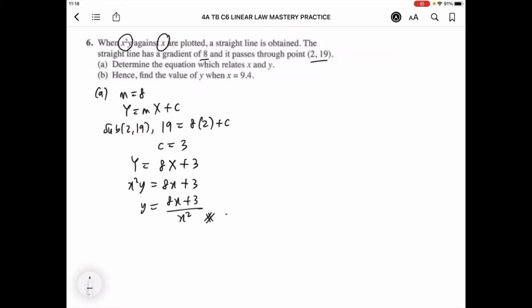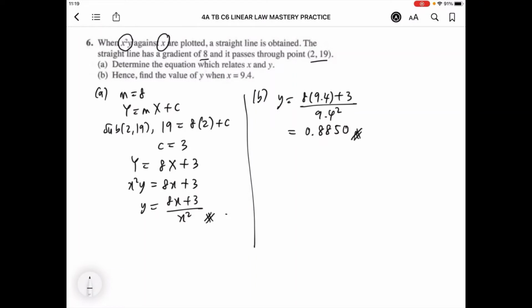Next, part B, find the value of y when x is 9.4. This is also not difficult, just use your calculator. Sub in 8 times 9.4 plus 3, divide by 9.4 squared. Type it in your calculator. You should get 0.8850. I'll leave it correct to 4 significant figures. Okay, that's number 6.